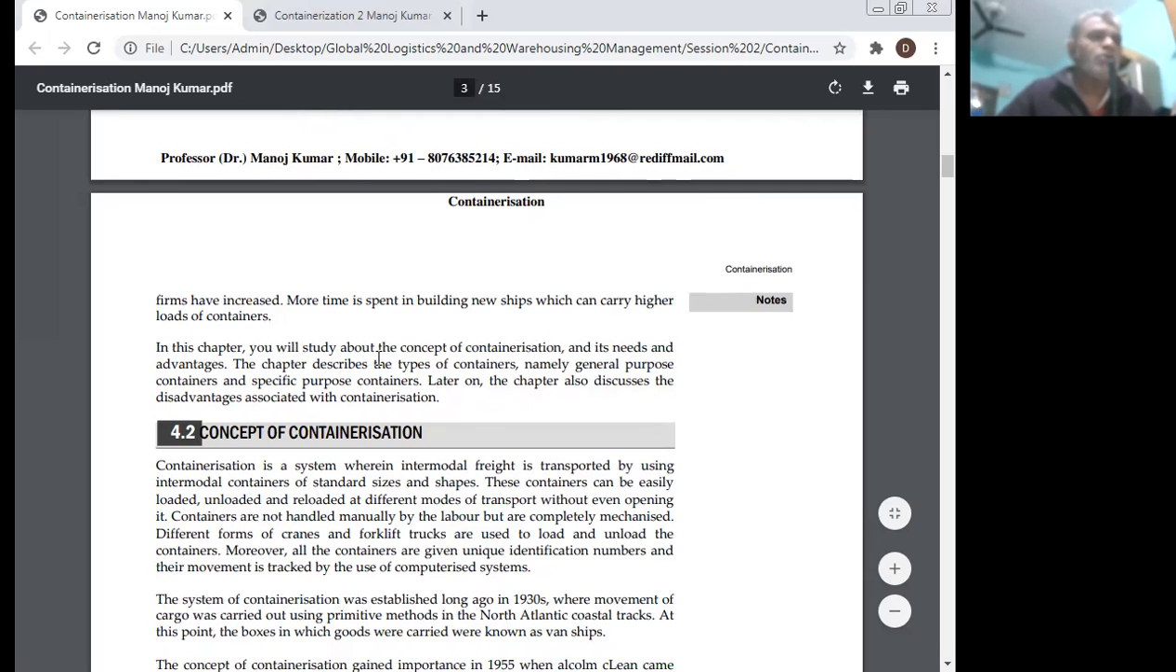In this chapter, you will study the concept of containerization, its needs and advantages. The chapter describes the types of containers, namely general purpose containers and specific purpose containers. Later on, the chapter also discusses disadvantages associated with containerization.